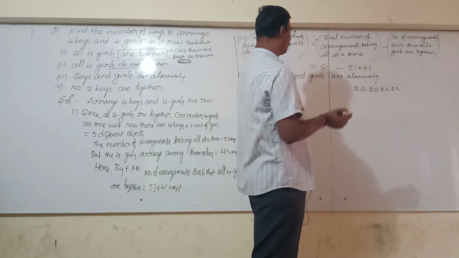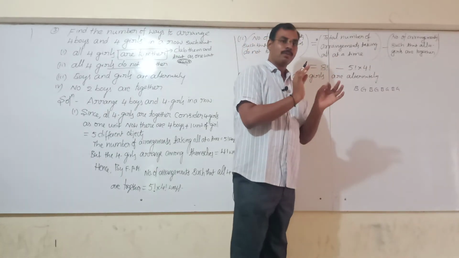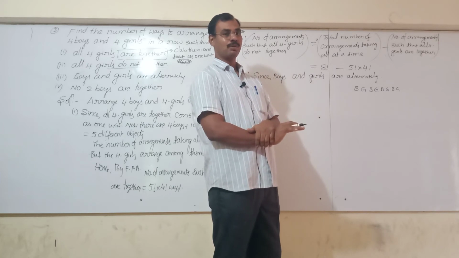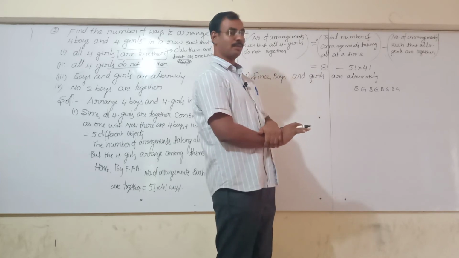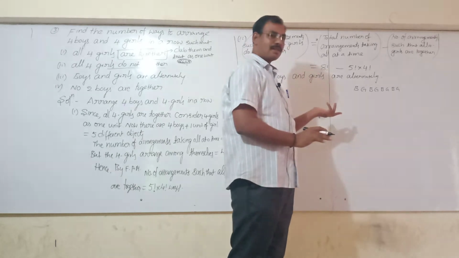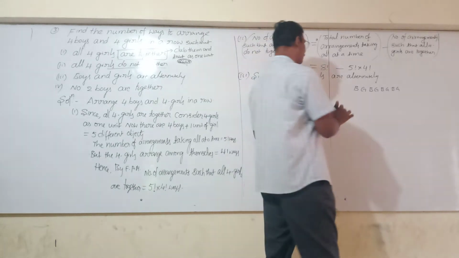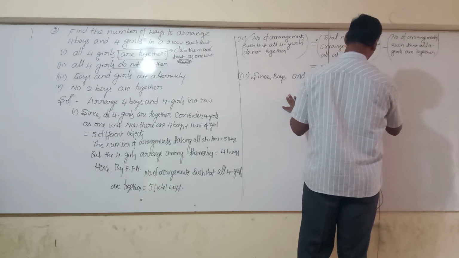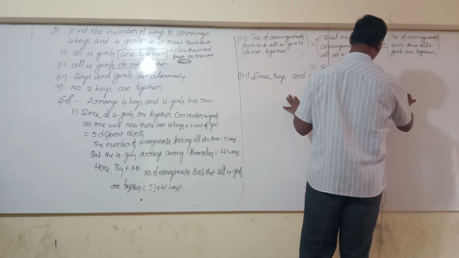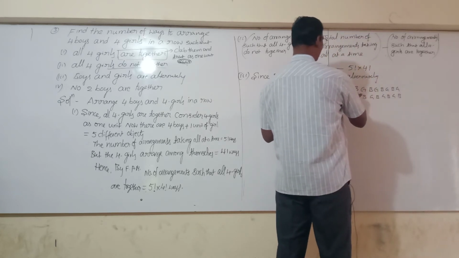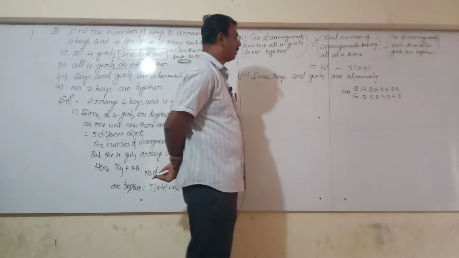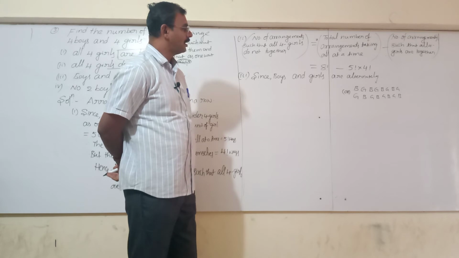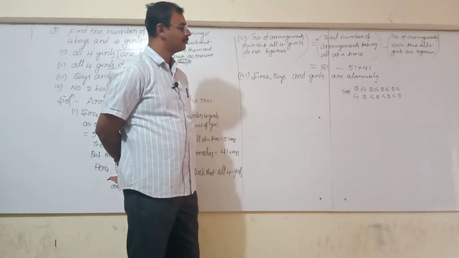Clear? So 4 boys sit alternately, which means no 2 boys come together and no 2 girls come together. Is there any other possibility? Yes. If the row starts with a girl: girl, boy, girl, boy, girl, boy, girl, boy. This is another arrangement. So you observe that the row may begin either with a boy or a girl.